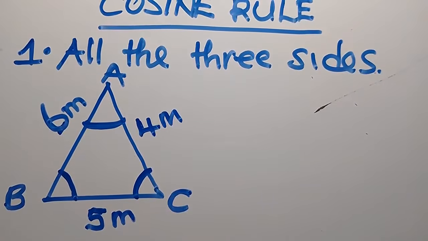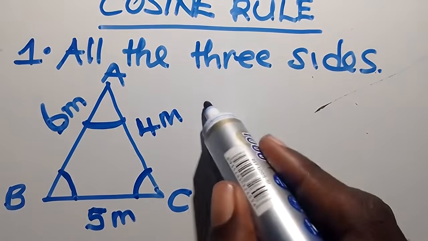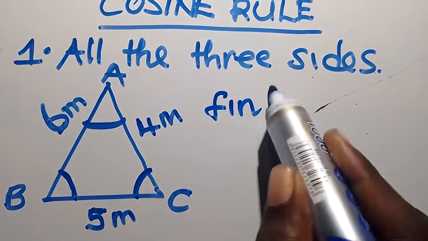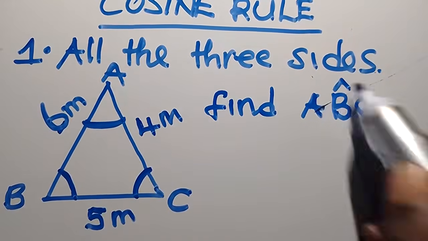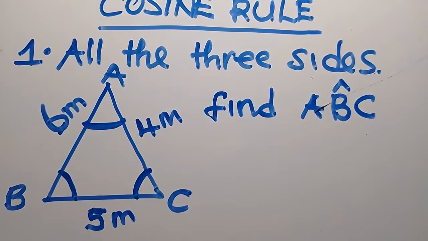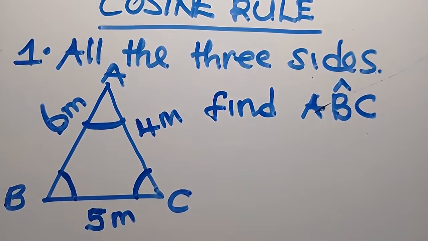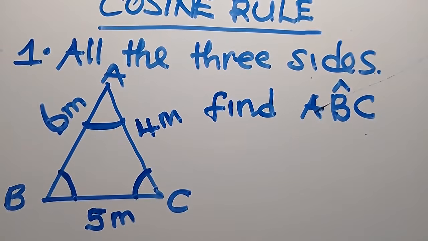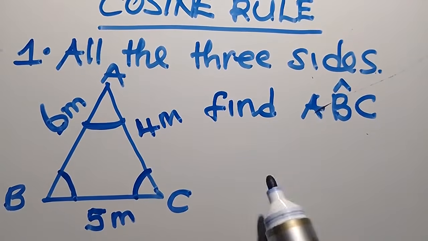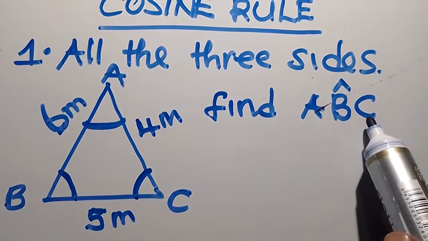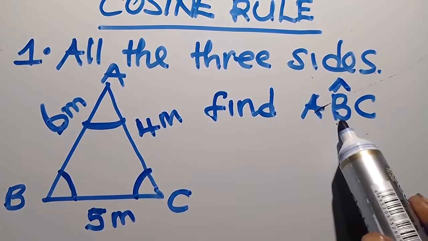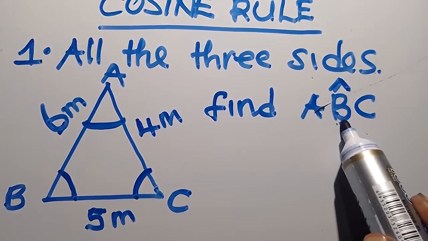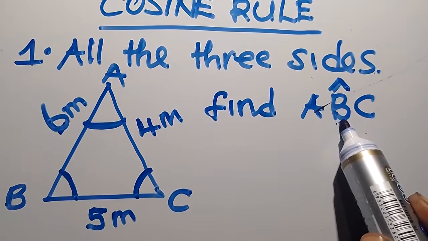Let's say you are told to find angle ABC. This is a question that carries a lot of marks, so I want you to understand this part. You are told to find angle ABC, so where this one is pointing, we are told to find angle B.